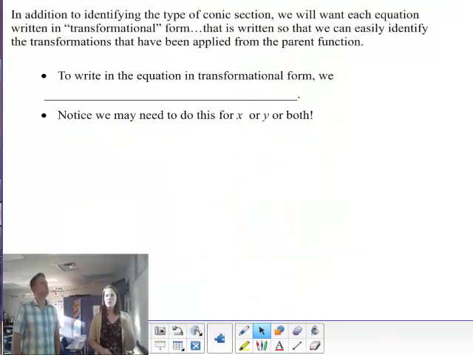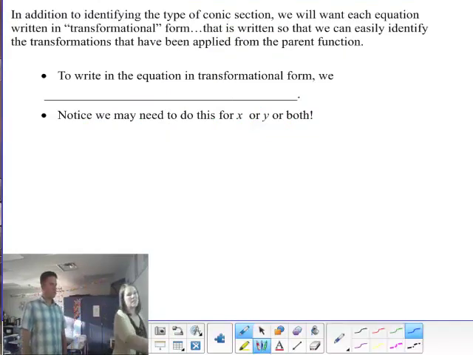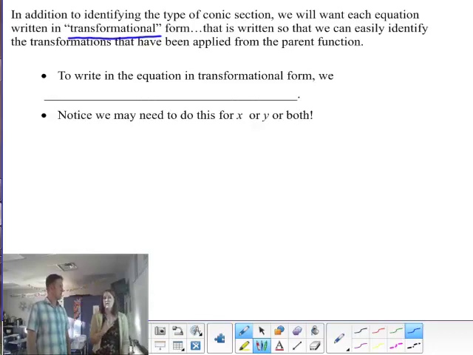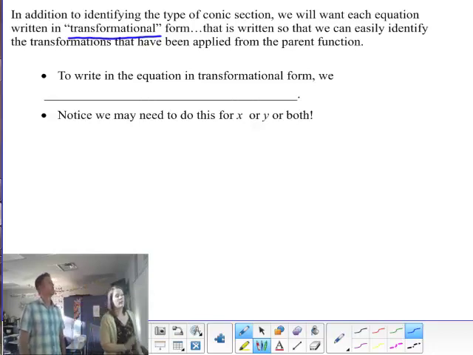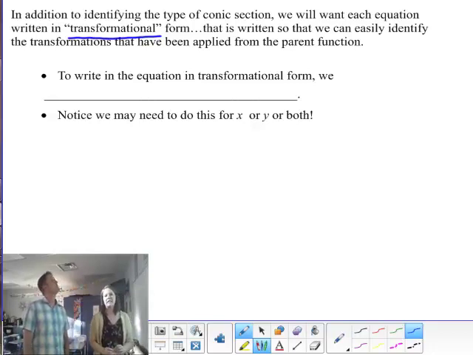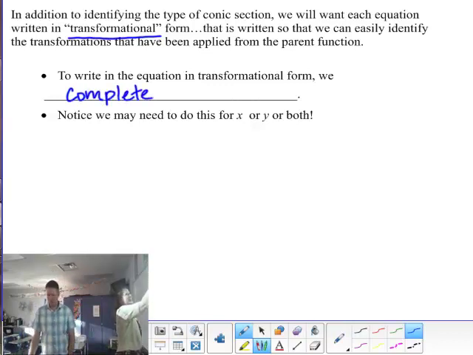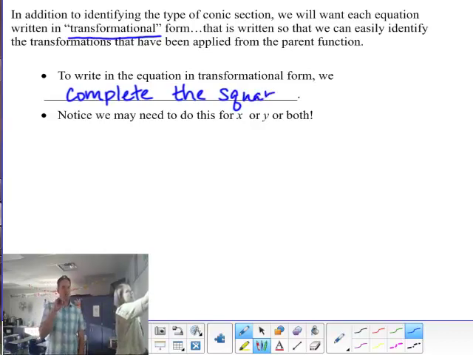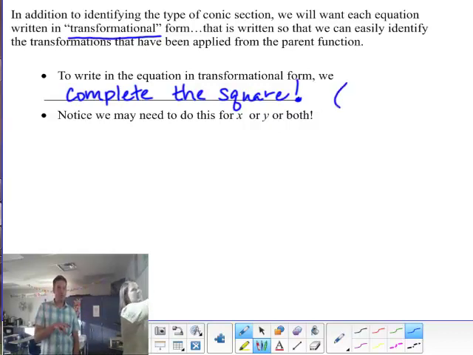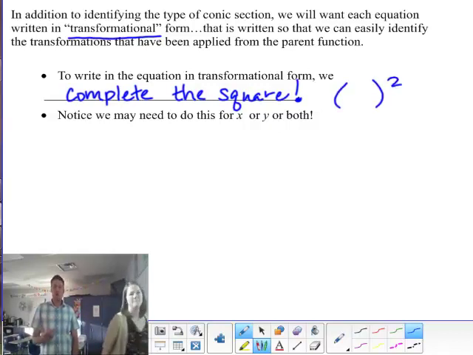So there's got to be a way to get these equations into what I have dubbed, and this is my own made-up word, a transformational form, a form so that I can easily identify the transformations. In order to do that, we get to complete the square. You thought that went away. Remember the idea behind those transformational rules was all based on inside opposite, outside same. That's what we're going back to here.